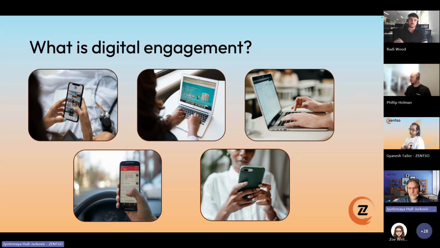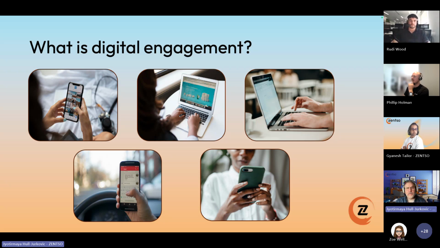And the channels that we typically use are websites, email, SMS, social. We do use social. We use mobile apps. We use bots. Increasingly, AI is becoming a digital channel of engagement as well.